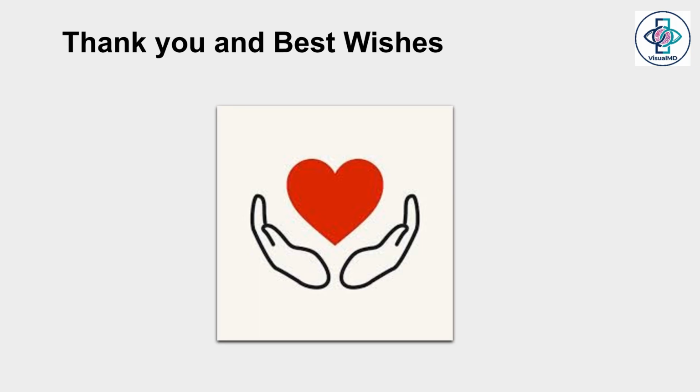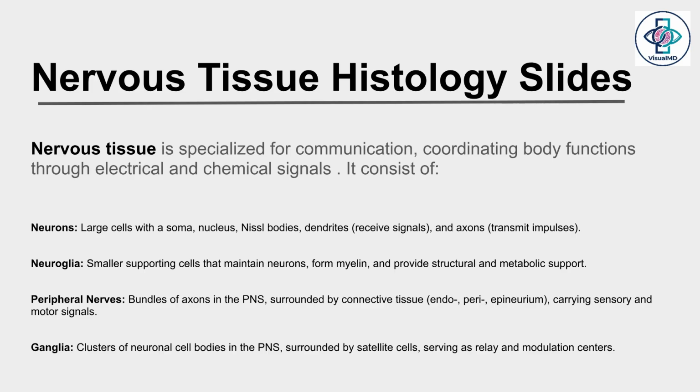Thank you for reviewing the muscle tissue slides. We will now move on to nervous tissue. Nervous tissue, specialized for communication, consists of neurons for impulse conduction and neuroglia for support. We will also examine peripheral nerves and ganglia.